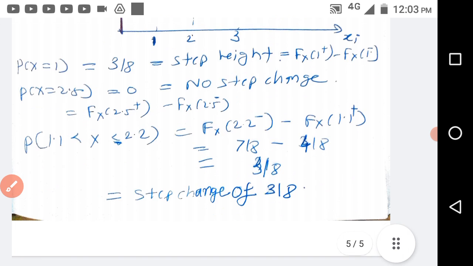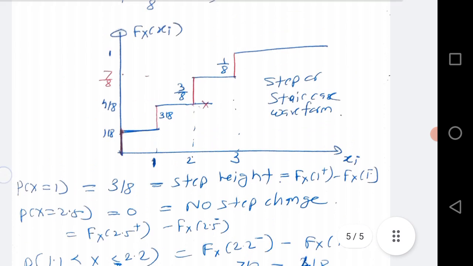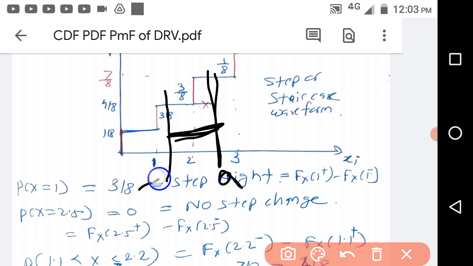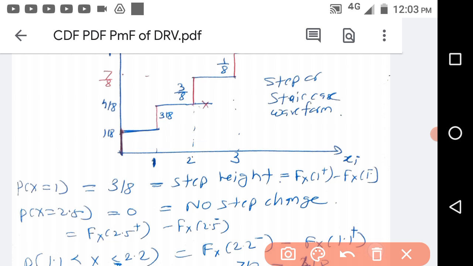Let us see the probability from 1.1 to 2.2. So 1.1 is here somewhere and 2.2 is here somewhere. In this range there is a step change of 3 by 8, so the answer is 3 by 8. Otherwise you can do 7 by 8 minus 4 by 8, because at this point the CDF is 7 by 8, and at this point the CDF is 4 by 8. So 7 by 8 minus 4 by 8 is also 3 by 8. Otherwise, if there is a step change in this range of 3 by 8, the answer is 3 by 8.